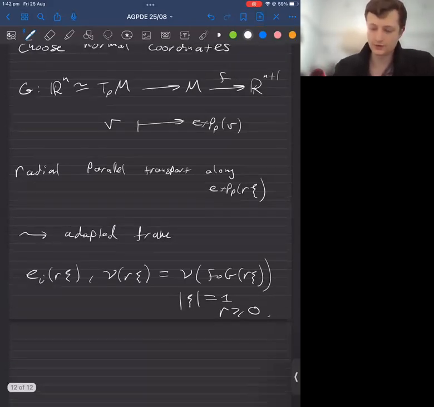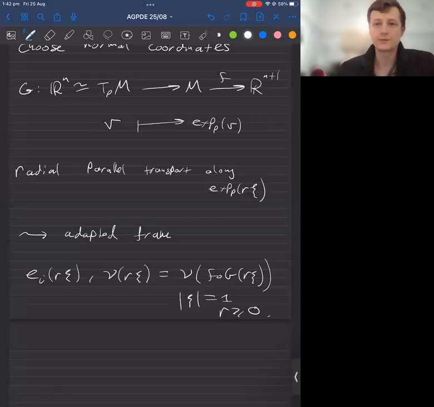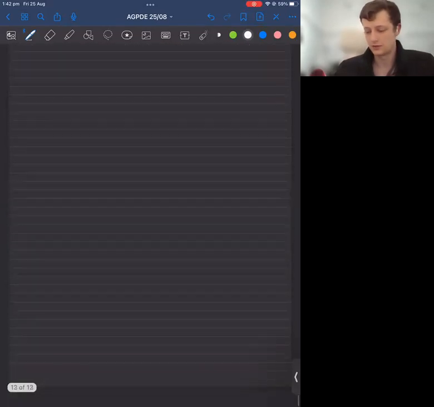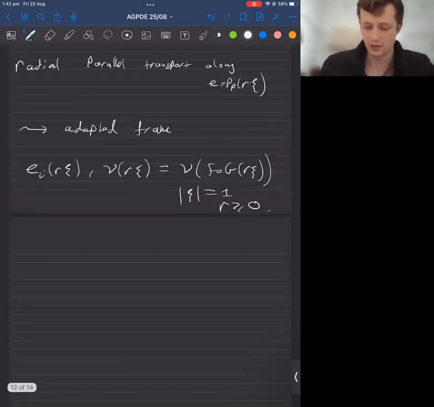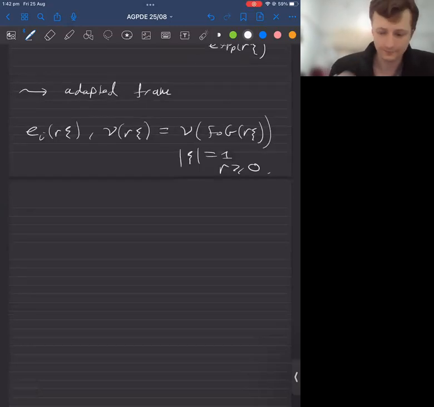So I'm going to abuse notation quite a bit, so I might refer to a vector in the tangent space when I really mean its parallel transport along a geodesic. So if you're confused, interrupt me, but it should hopefully be understandable from context.